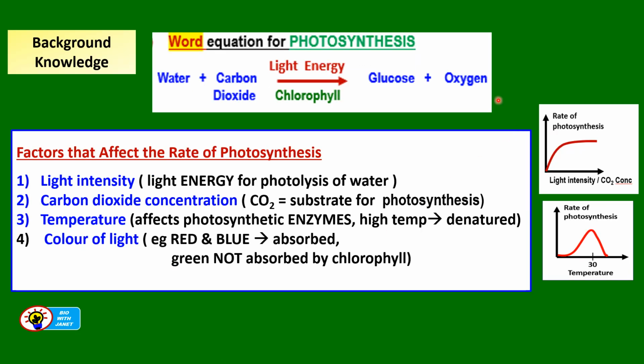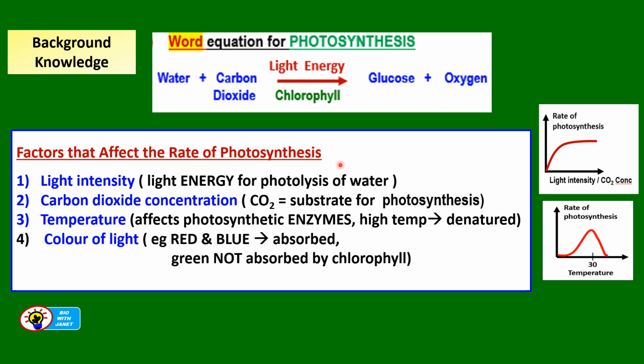So again, some background knowledge of photosynthesis. The word equation for photosynthesis is simplified as WECC GO. W for water, E for energy, which is light energy, C for carbon dioxide, another C is for chlorophyll. WECC, and then arrow, GO, the products: G for glucose and O for oxygen.